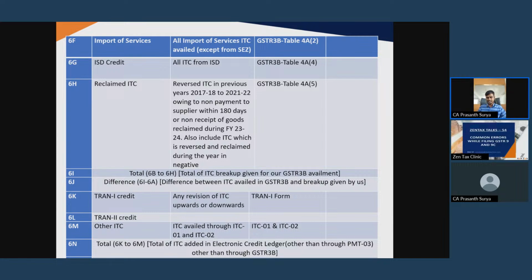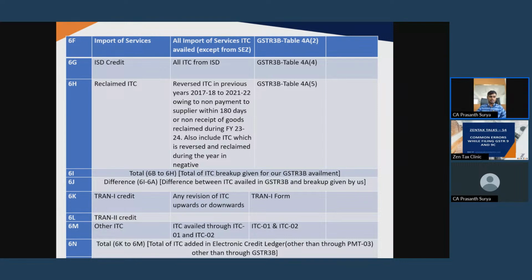You have not received the goods in that month for rupees 10. So your eligible ITC for that month is rupees 90. In that case, GSTR2B reflects 100 rupees. Therefore, in table 4A, you should report an ITC of rupees 100.